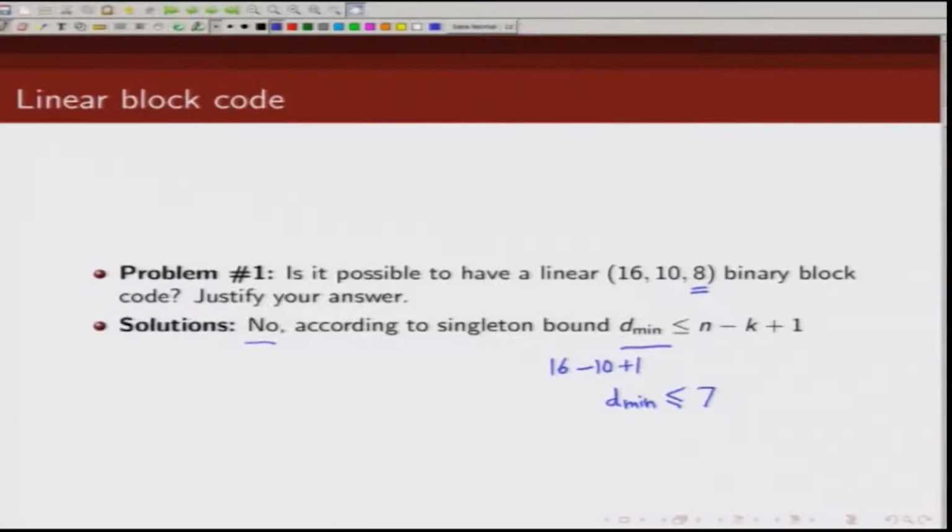Now, please note, whenever such questions come, you will have to check whether all the bounds on minimum distance are satisfied or not.